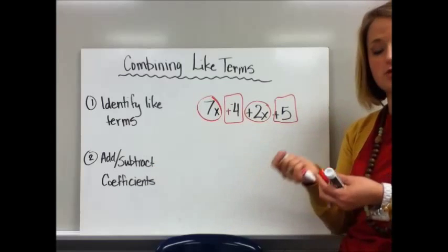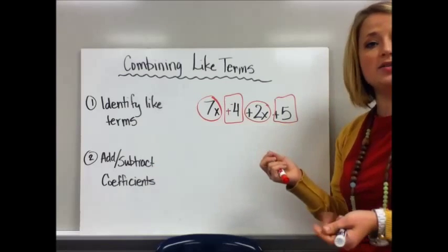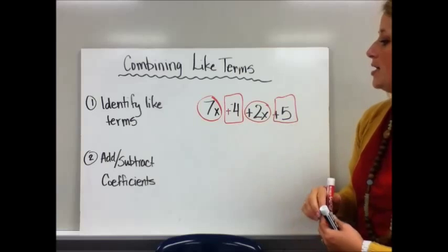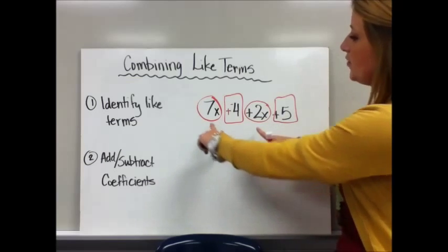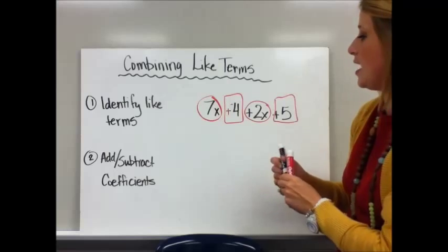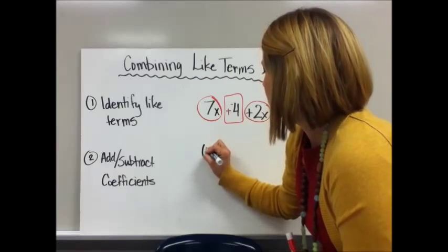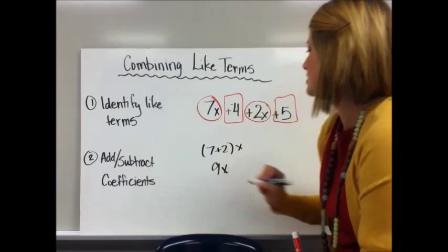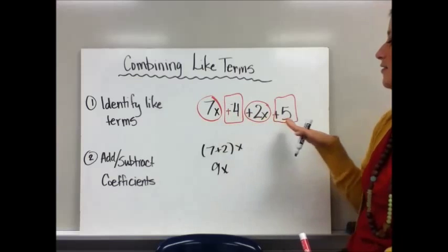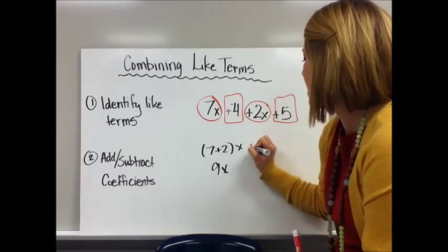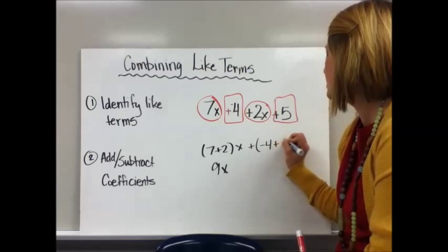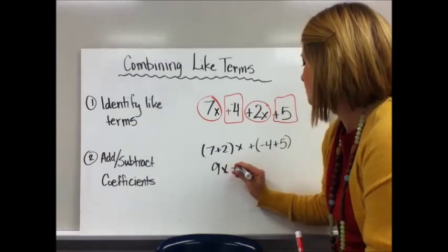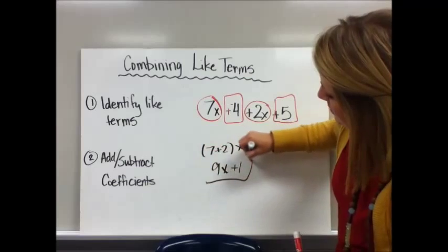Second, we're either going to add or subtract their coefficients. They're either being added or subtracted depending on if that term was positive or negative. Like we were saying, that was a negative 4. So let's add the coefficients. Let's first go with 7x and 2x. You add them, so that would be like saying 7 plus 2, which is 9x. And then let's look at the negative 4 and the positive 5. That's like I have negative 4 plus 5. And negative 4 plus 5 is positive 1. And that is simplified.